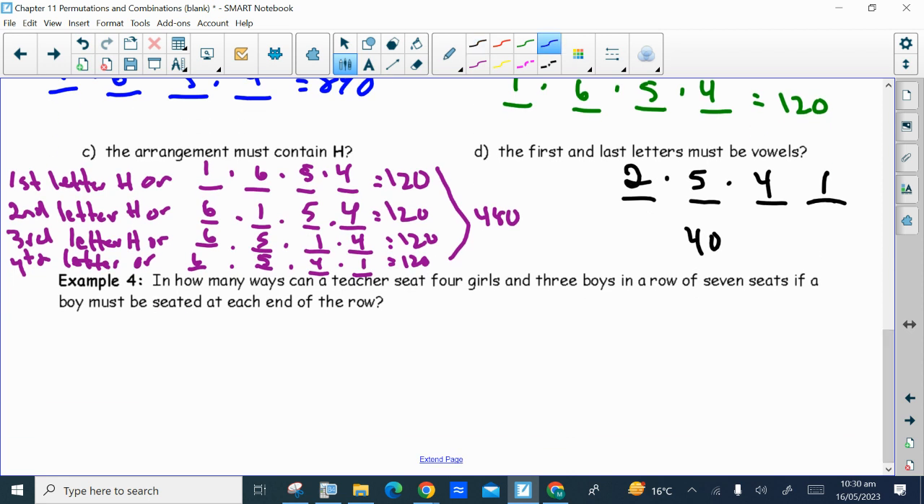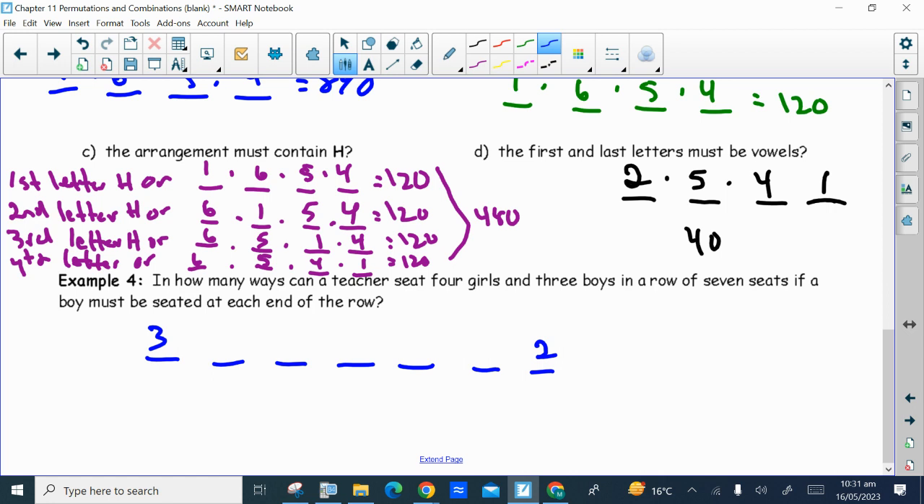Number 4, in how many ways can a teacher seat 4 girls and 3 boys in a row of 7 seats if a boy must be seated at the end of each row? So in this case, you're going to seat all 7 of the students. There are 4 girls and 3 boys, and a boy must be seated at the end of the row, which means you would have 3 choices for the first position and then 2 choices for the last position. There are 3 boys to choose from. So you need a boy at the start and a boy at the end.